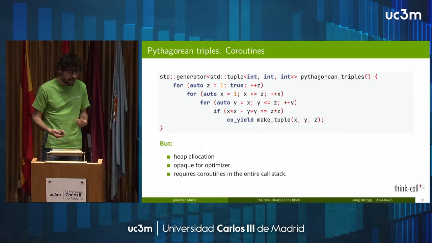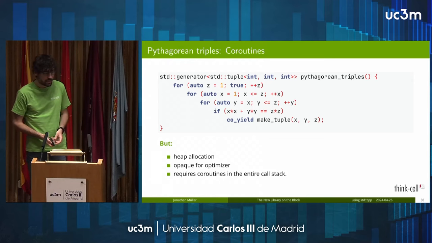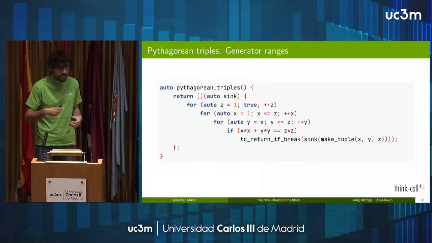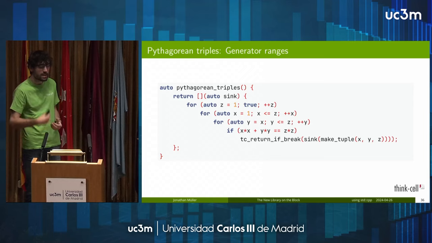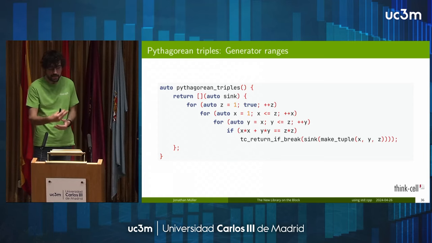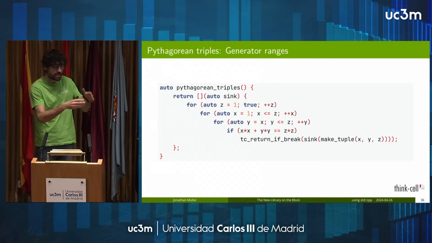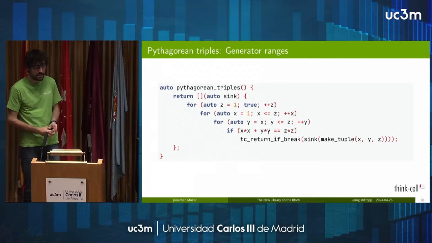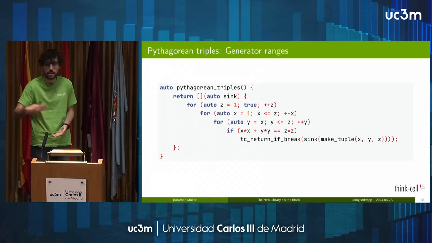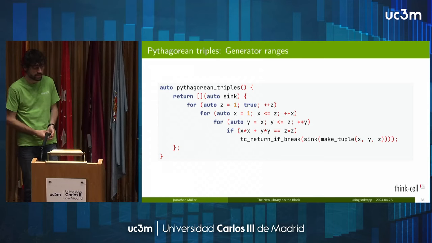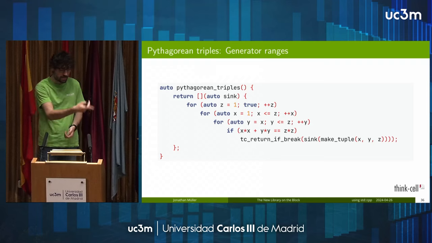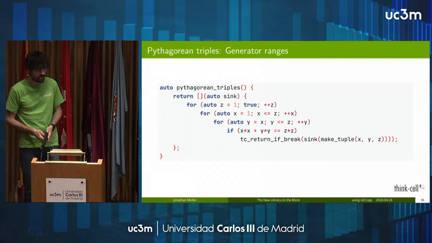So, I think that we've got this concept of generator ranges. And a generator range is simply a function that takes a callback. And then it will invoke that callback, we call that a sink, with every value that we want to yield. So the code looks very similar to the version with coroutines. We are returning a generator, which is this lambda that takes the sink, then we've got our three loops, and then we're invoking that sink with every single value that we want to yield. The return of break becomes important later.